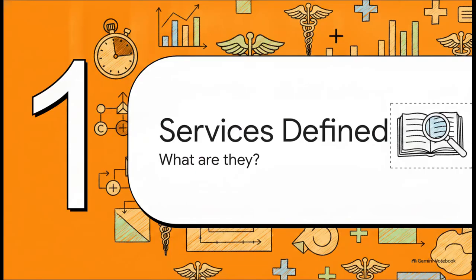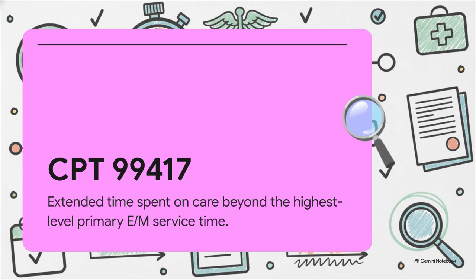Okay, starting right at the top with Section 1, Prolonged Services Defined. Before we even think about touching the math, we really need a rock-solid foundation on what these codes actually mean. So what's really interesting about 99417 is how explicitly restricted it is. It's an add-on code meant to capture extended time spent on patient care, but, and this is a big but, it only kicks in when you go beyond the highest level primary E&M service time.